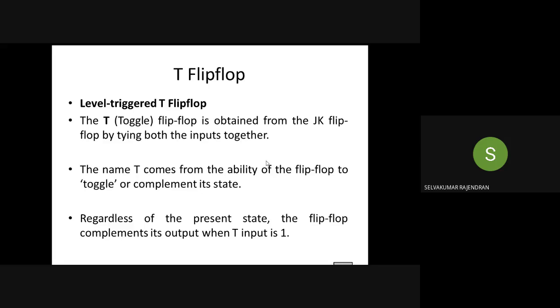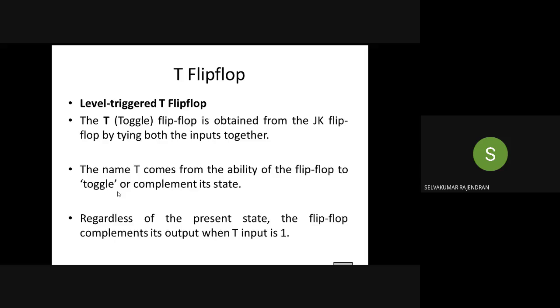Okay, so level triggered T flip-flop. So T stands for toggle, or you can say toggle flip-flop. D flip-flop stands for data flip-flop. Okay, so T flip-flop is obtained from JK flip-flop by tying both the inputs together. Okay, so J and K both are tied and provides single input. Okay, that is T. The name T comes from the ability of the flip-flop to toggle or complement its state. Right? So regardless of the present state, the flip-flop complements its output when T equal to 1.